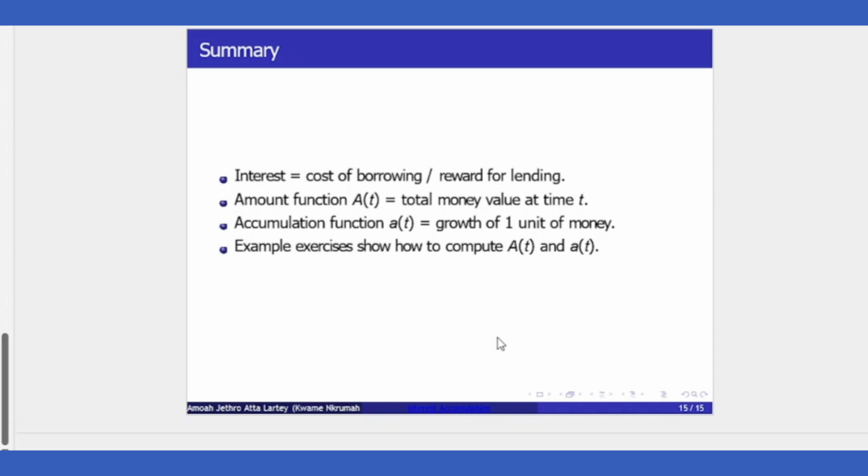Now we talked about interest, which is the cost of borrowing or reward for lending. We talked about the amount function, which is the total money value at time t. We talked about the accumulation function, which is the growth of one unit of money. And we did some examples computing the accumulation function and the amount function. In our next video, which is part 2 of interest accumulation, we talk about the effective interest rate and the accumulation factor.